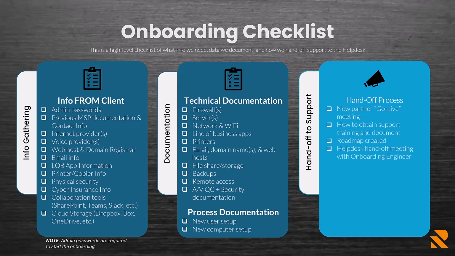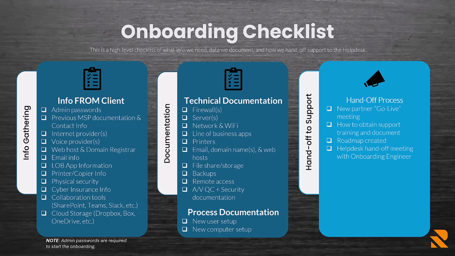Also, we're looking for any information as it relates to your collaboration tools. That's like SharePoint and Teams or Slack or Zoom, those kinds of pieces there. And any places that you or users might store data out in the cloud, right? Whether it's Dropbox or Box.com or OneDrive or any of those different pieces, it's important for us to know what that looks like. So if you can give us that information, that's going to set us up for success.